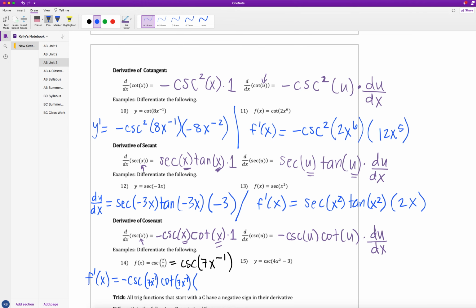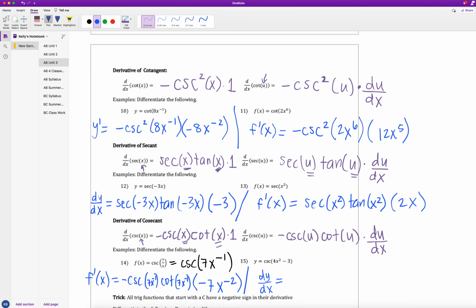Times the derivative of 7x to the negative first. I can power rule that and I'll get negative 7x to the negative second. And that will be our derivative for 14. 15 is our last example here with just cosecant, and it says y equals cosecant of 4x squared minus 3. Why don't you guys pause the video and find our derivative here, or our dy over dx.